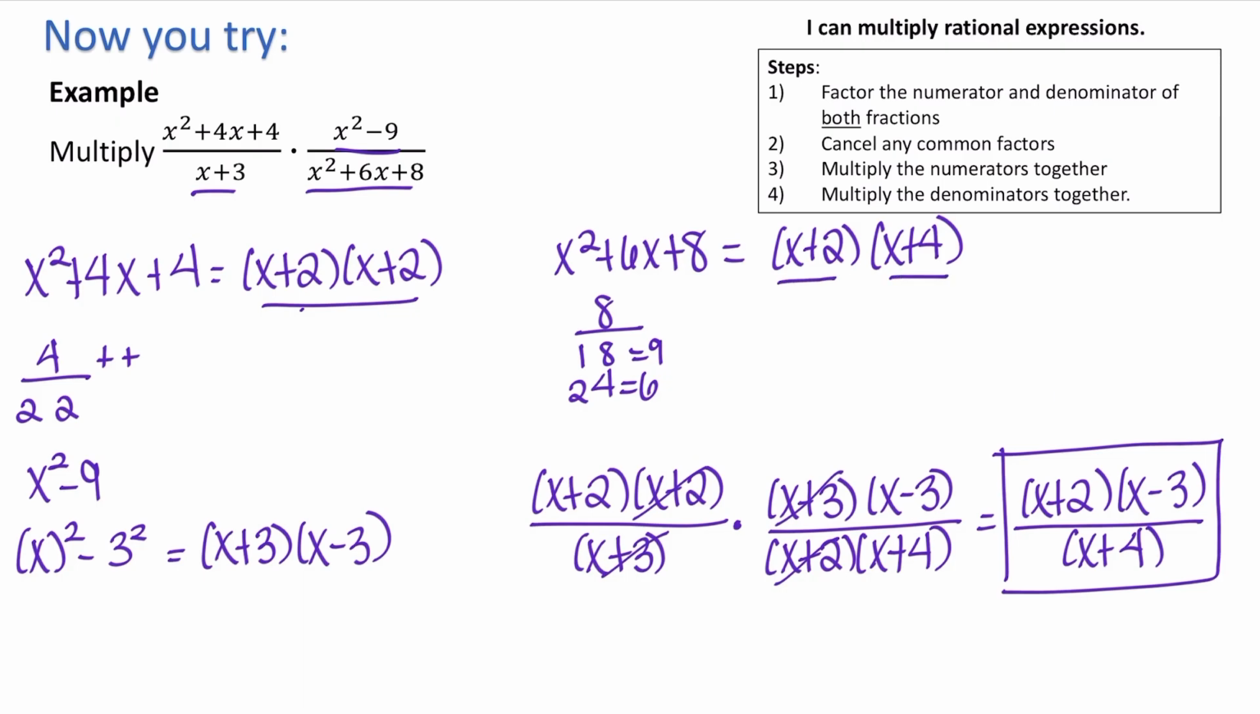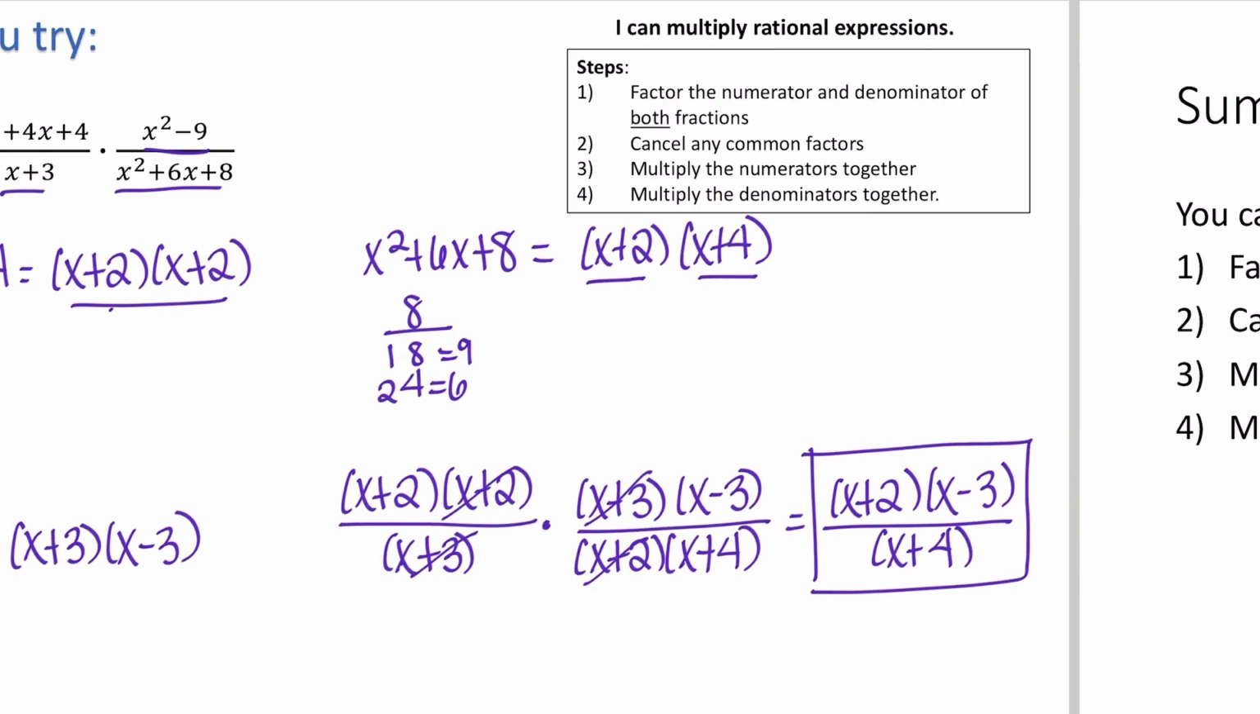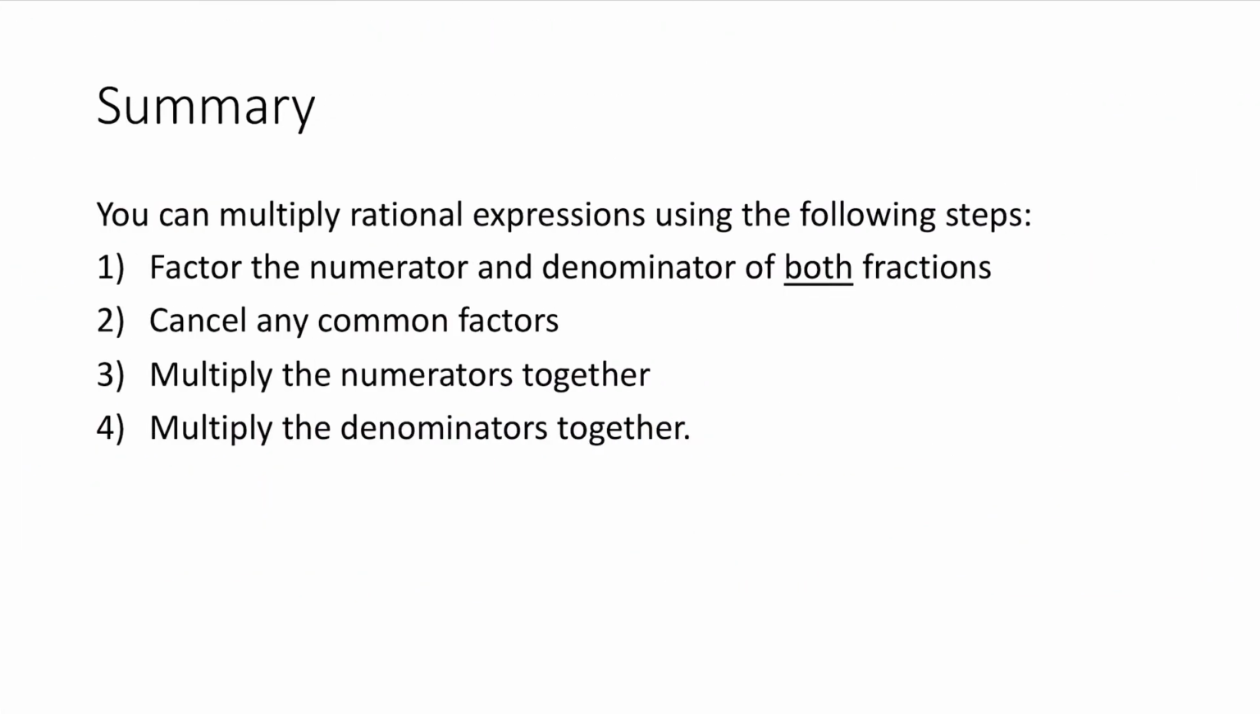When we rewrite this problem in fully factored form, these common factors of x plus 2 and x plus 2 will cancel, and x plus 3 and x plus 3 cancel. So that leaves us with x plus 2 times x minus 3 over x plus 4. So remember, you can multiply rational expressions using these following steps. First, factor the numerator and denominator of both fractions, cancel any common factors, then multiply the numerators together and multiply the denominators together.